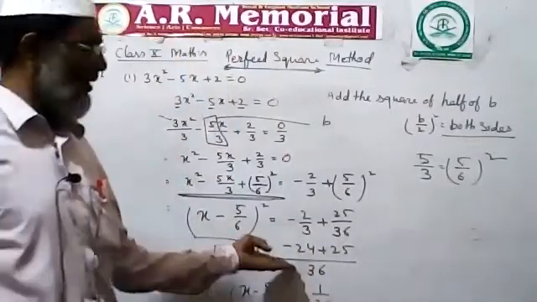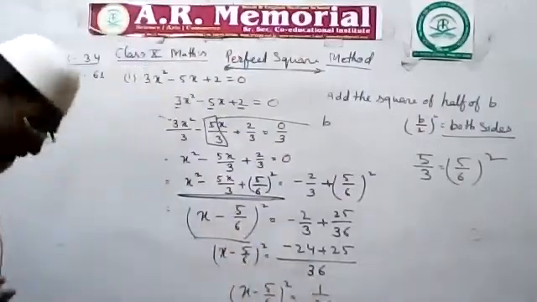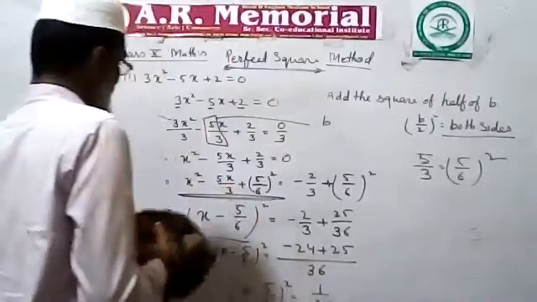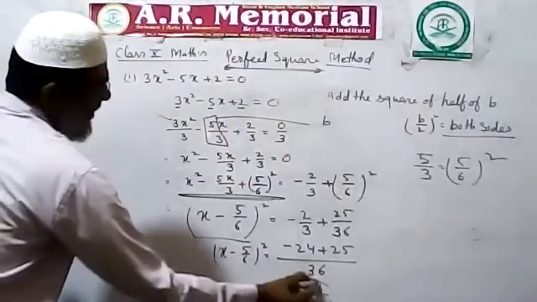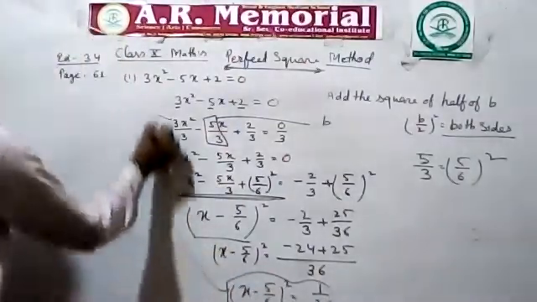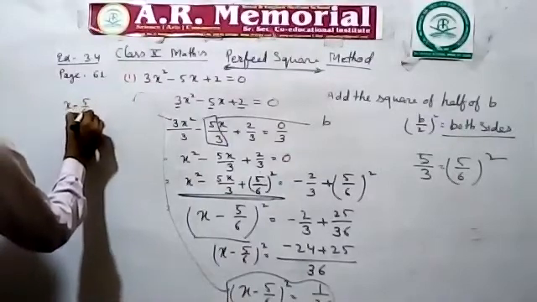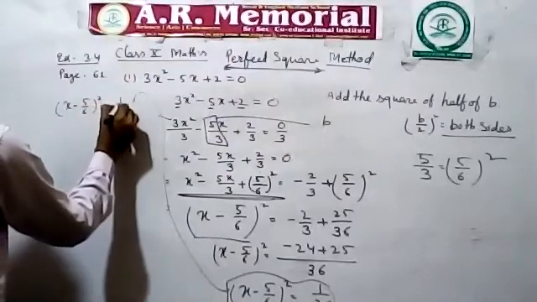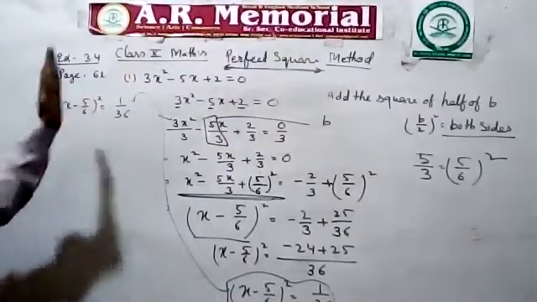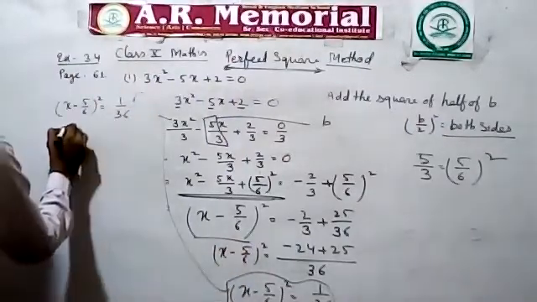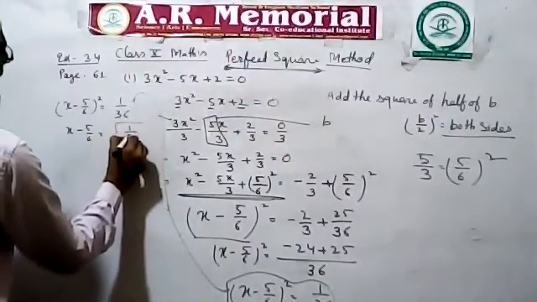Sir, what happened here? It is a normal addition of fractions. According to my estimate, I cannot write on the downside, so I will solve it here. You can see it easily. This complete step I will shift upside. Here x minus 5 upon 6 whole square is equal to 1 upon 36. According to the rule of equations, this square goes to the other side, so it will go under square root: x minus 5 upon 6 is equal to under root 1 upon 36.